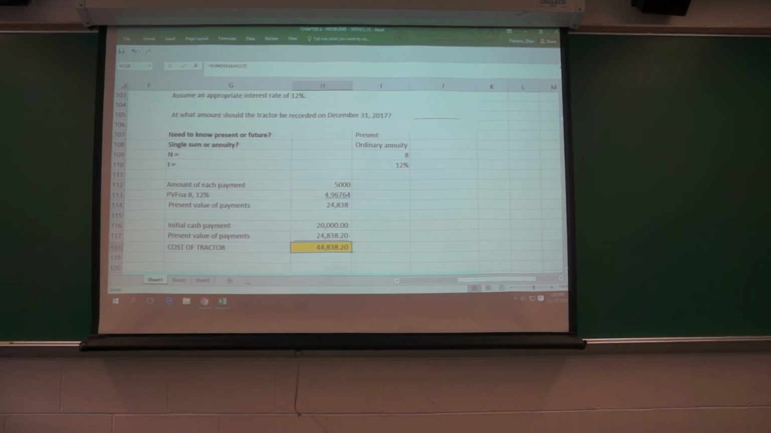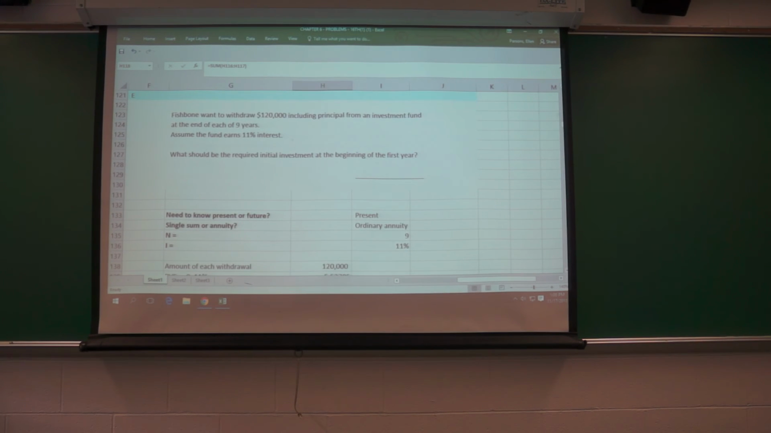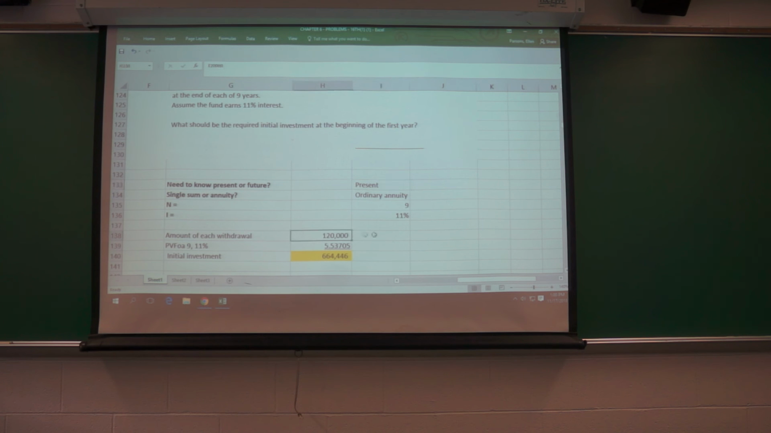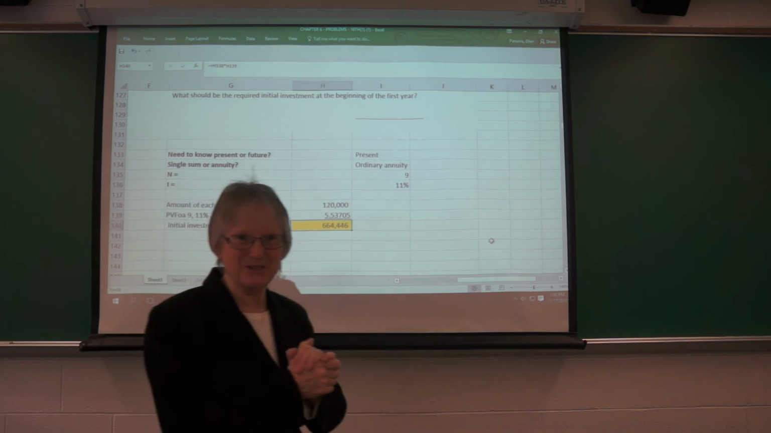Okay, I think Fishbone does one more thing. Now they want to withdraw $120, including principal, from an investment fund at the end of each of 9 years. Okay, so we know we're dealing with an ordinary annuity, end of each of 9 years. And it says, what should be the required initial investment? So we need to know the now. So we need to know the present. So the payments, present value factor of an ordinary annuity gives you the initial investment. Oh, good. I think that's all we'll do for problem 1, and I'll move on to the next problem.